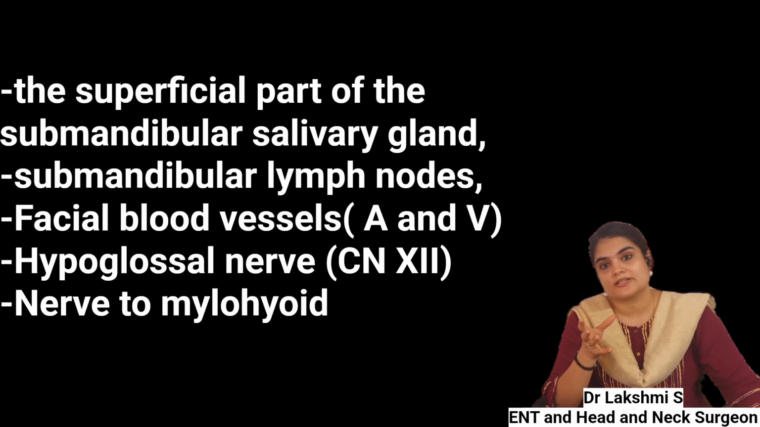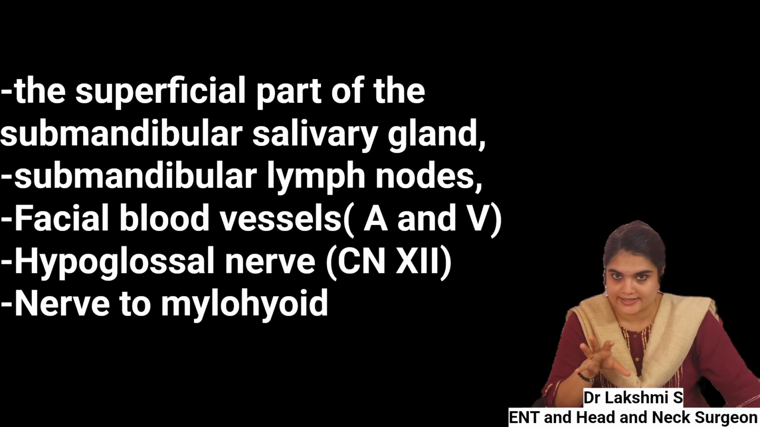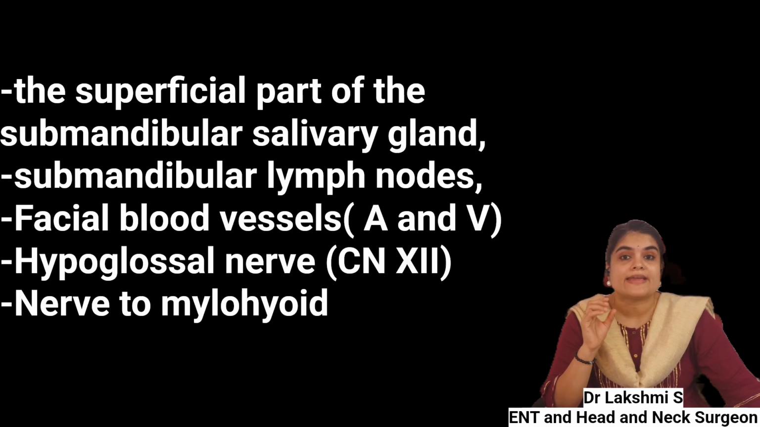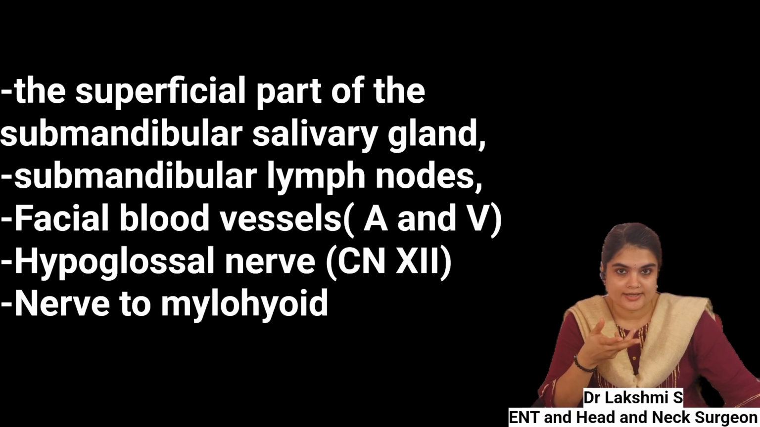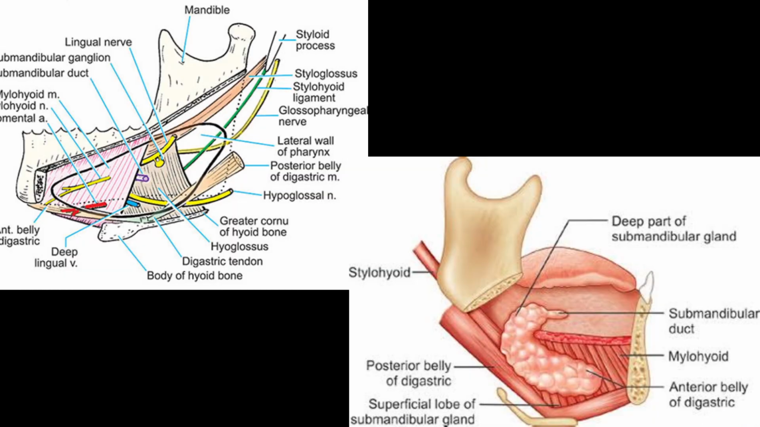What are the contents of the submandibular space? The superficial part of the submandibular salivary gland. Then you have the facial vein and facial artery, and the hypoglossal nerve courses through the submandibular space.